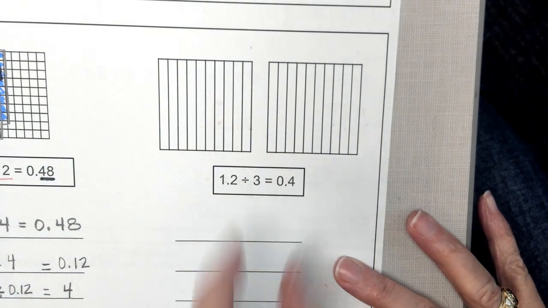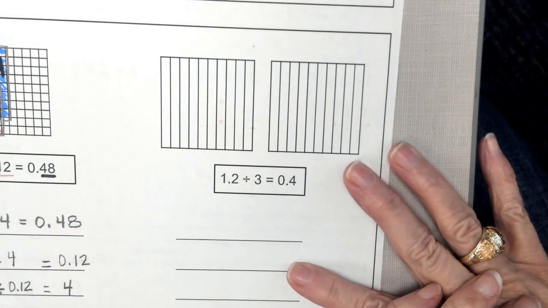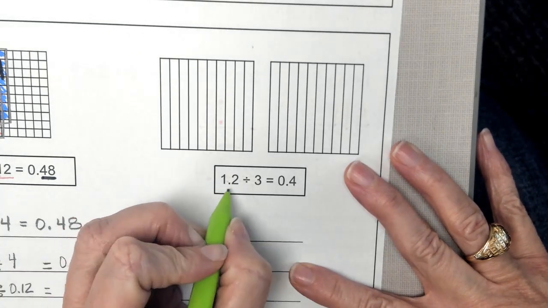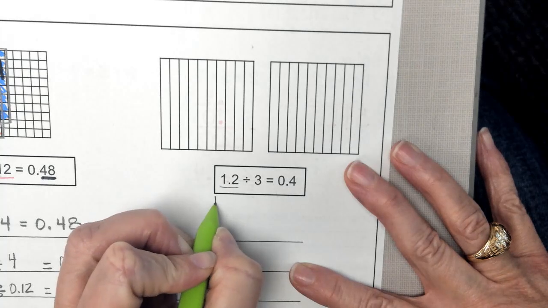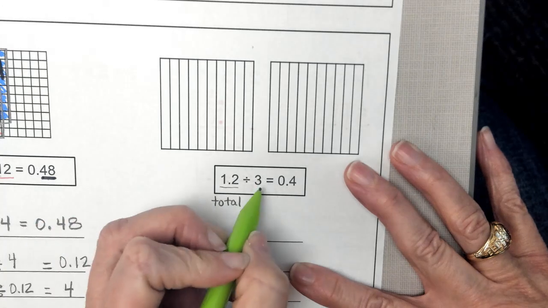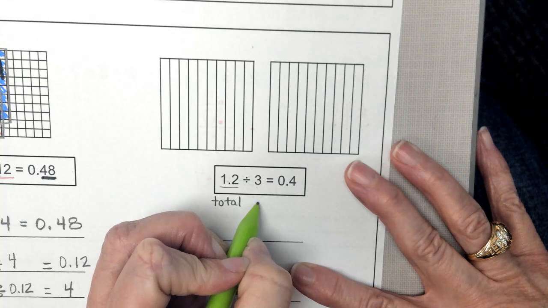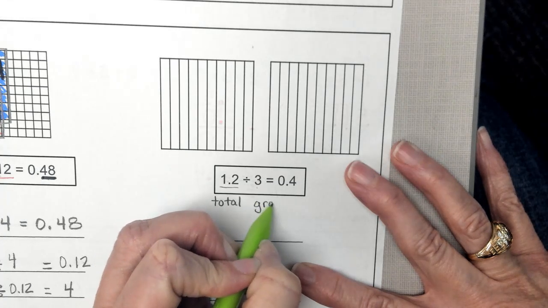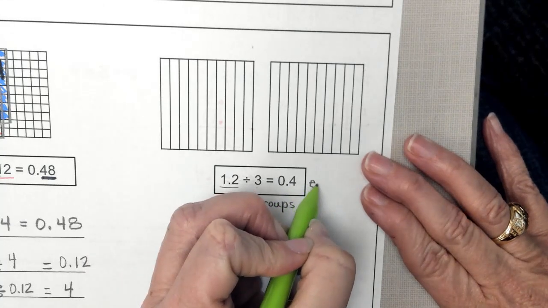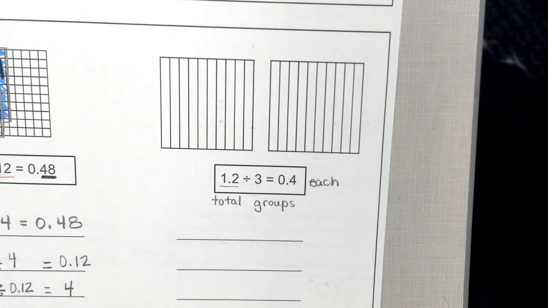When we are given this information, one thing I want to think about is, what does a division equation tell me? Well, a division equation tells me the total, so I'm going to label this as the total. This number right here, I'm assuming, would tell me how many groups. There's going to be 3 groups, and this number right here is going to be how many in each. So we're going to label that together.